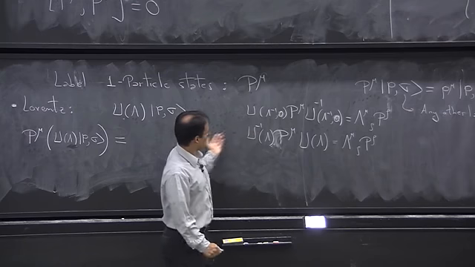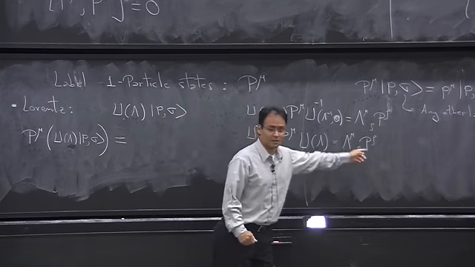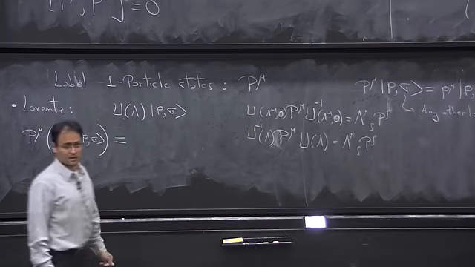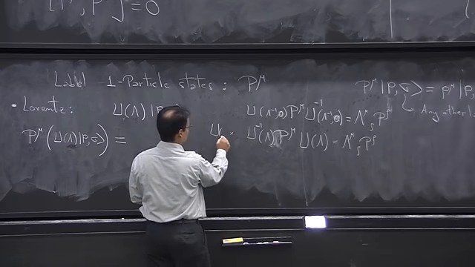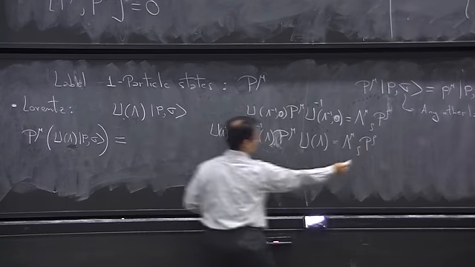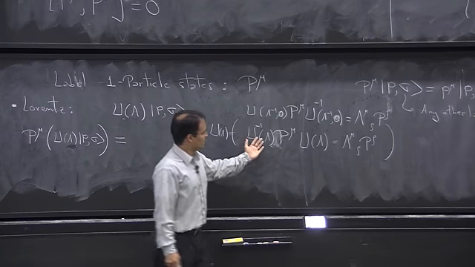Now, what if we multiply by u of lambda on this side and on this side? That looks like something reasonable to do, right? So multiply by u of lambda, or apply u of lambda to this equation. What do we get? On this side, we get the identity.